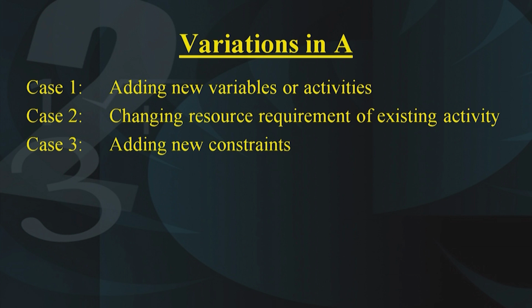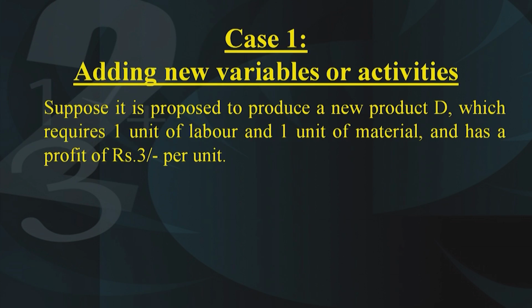In case number 1, we can consider adding new variables or activities. We want to see what happens if more and more variables are introduced into the problem. Second case is changing the resource requirement of the existing activities, and the third is adding new constraints. So, what does it mean? Let us look at each of the cases one by one.